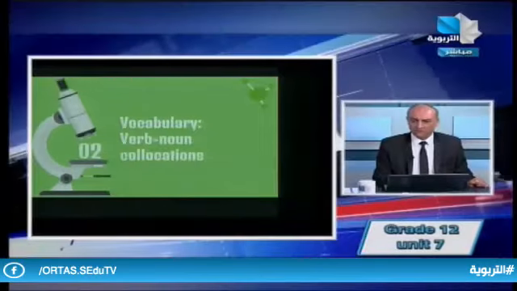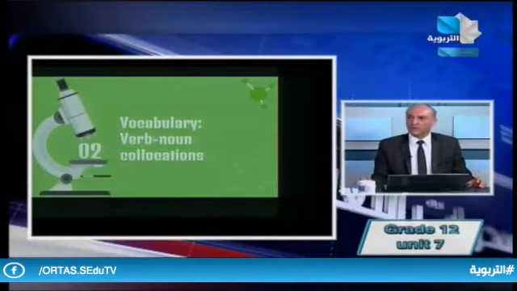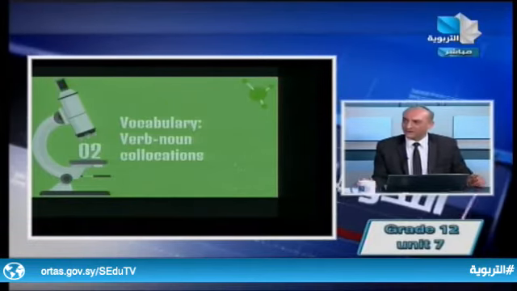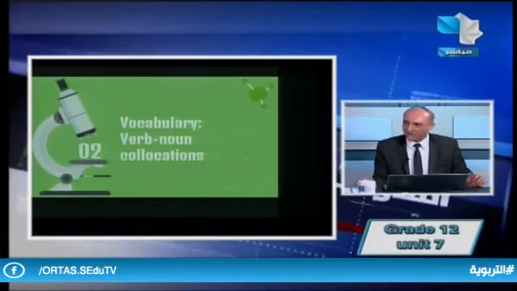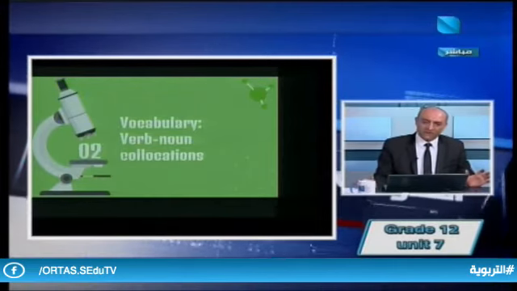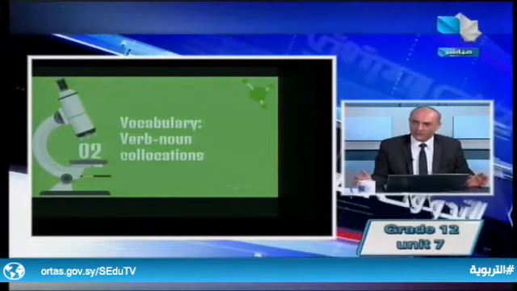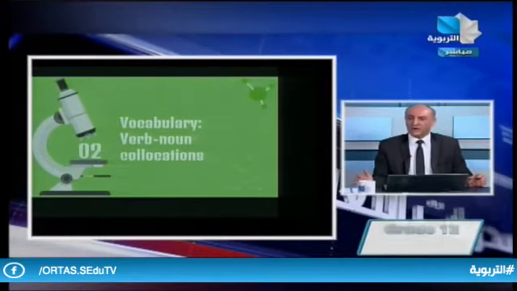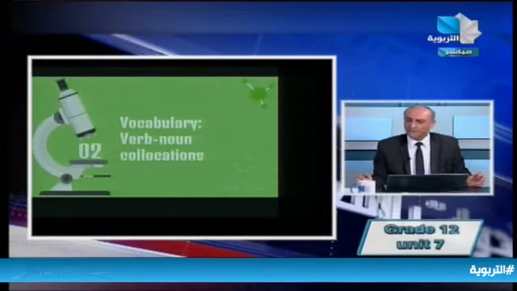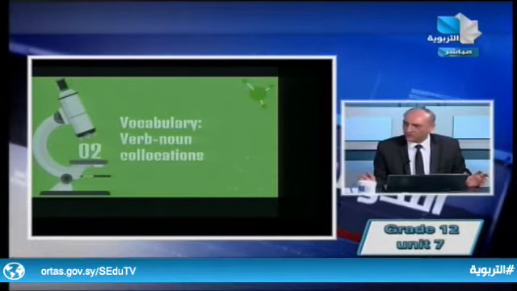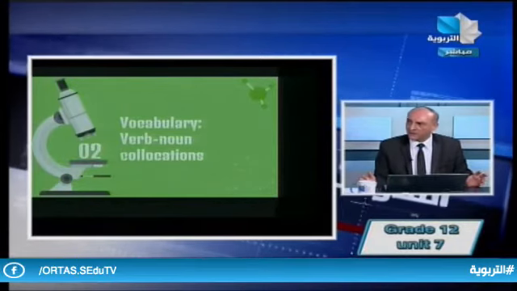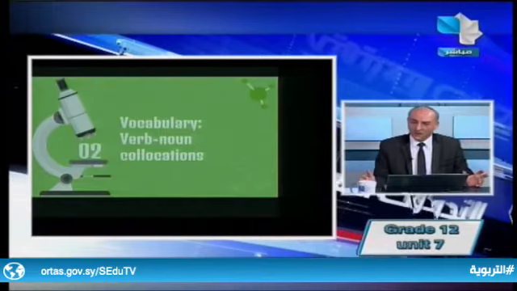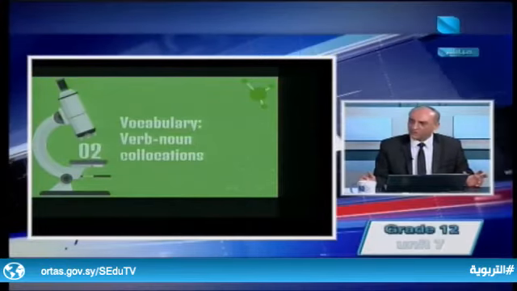We can move on to talk about vocabulary. I think it is the second title in the unit after reading. So we have now vocabulary. When we talk about vocabulary, Mr. Hussam, we have a number of verb-noun collocations. Here we are trying to present some of them in this unit. All students in the baccalaureate must know that we have in English something called verb-noun collocations.